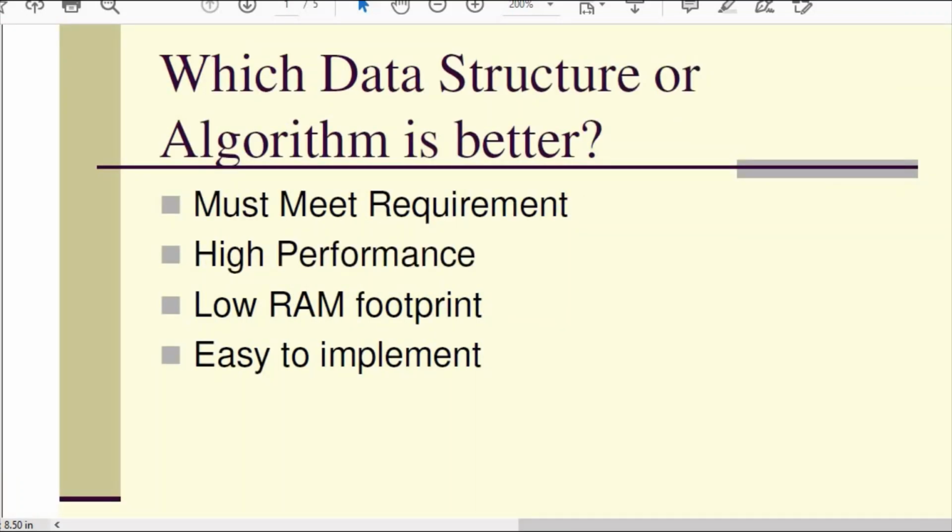So how do we know which data structure or algorithm is best? We have to consider a few things. First of all, we need to make sure that our program meets the requirements. It also has to perform very well. Also, it needs to have low RAM footprint. And also, it needs to be easy enough to implement.